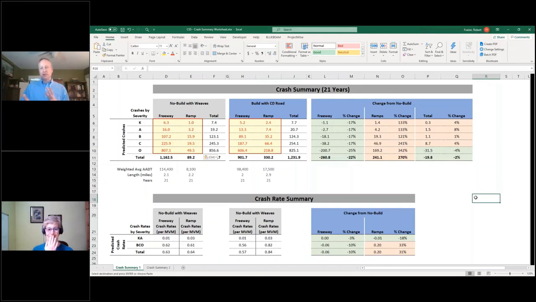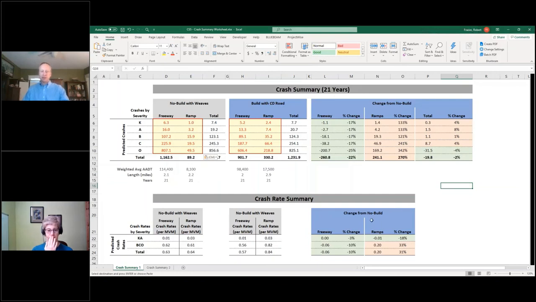Suddenly, the freeway is still going down. We're taking traffic off the freeway, so it's going down. The ramps are going up, and now we've got an increase in our fatal and injury crashes overall. We've got a decrease in total crashes. This is where it gets complicated. I got a decrease in total crashes, but we don't have a decrease for our higher severity crashes. And that's pretty important to us.